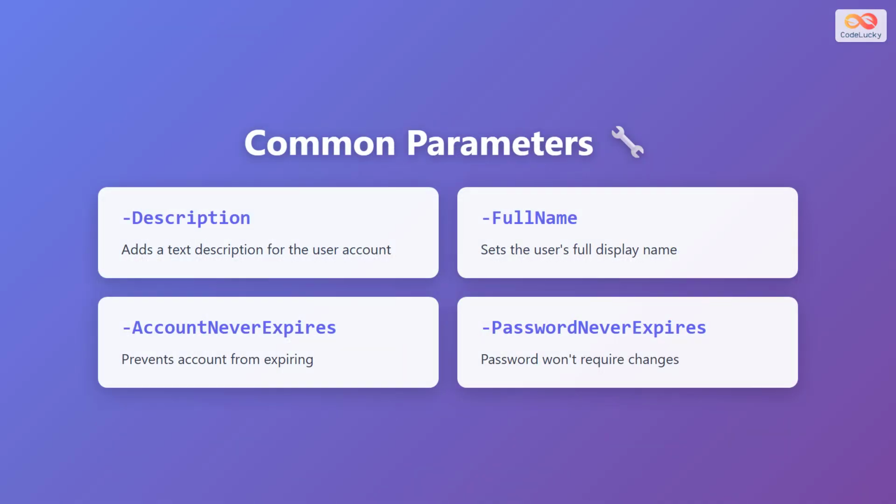New-LocalUser supports several useful parameters beyond the required name and password. The -Description parameter lets you add a text description explaining the account's purpose. The -FullName parameter sets the user's complete display name, which appears in the user interface. The -AccountNeverExpires parameter prevents the account from expiring automatically. And the -PasswordNeverExpires parameter stops Windows from requiring password changes. These parameters help you configure accounts exactly how you need them during creation.